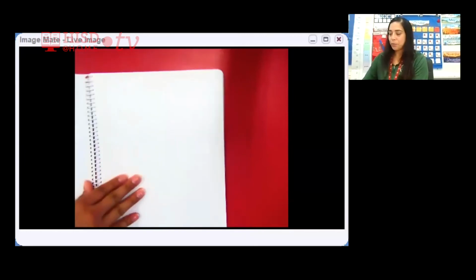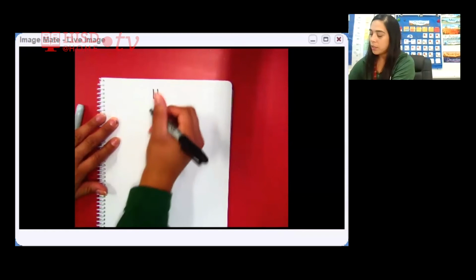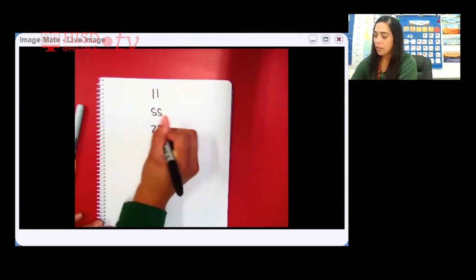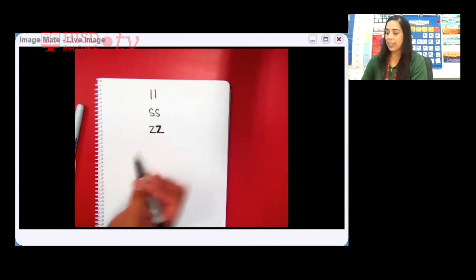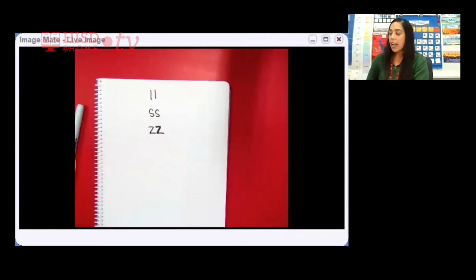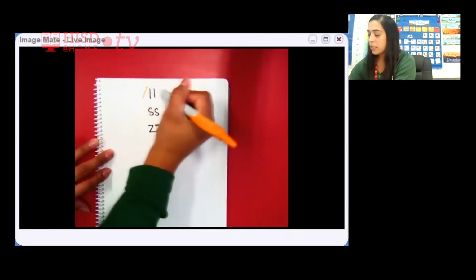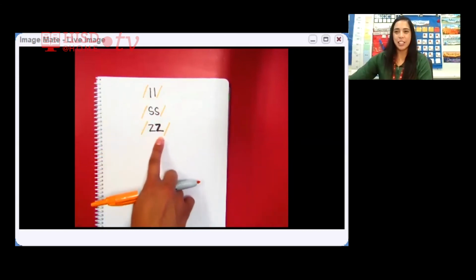Today, we're going to focus on double L and double S. This is double L, double S. We have double S is one of our consonants. Double Z. You'll notice, friends, double means two. Two L's, two S's, two Z's. All right, and I'm going to use these little marks like this to know that we are talking about two sets of consonants, double L, double S, double Z.